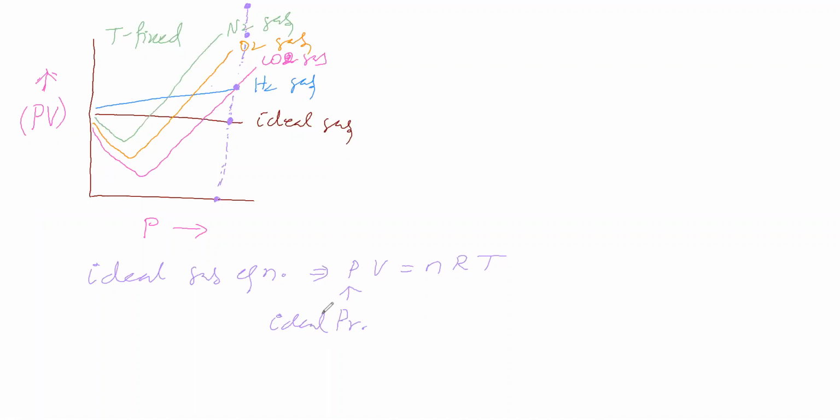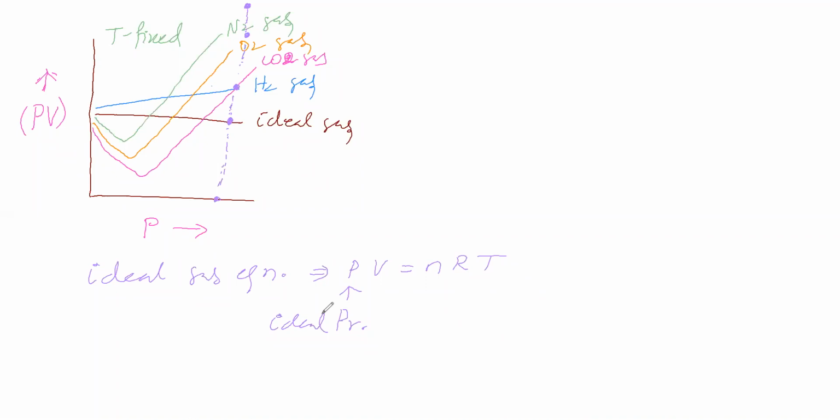When there is no attraction or repulsion among the gas molecules, the pressure it exerts is called ideal pressure. So ideal pressure means you are taking an ideal gas. Among the ideal gas molecules there is no attraction or repulsion. The pressure the ideal gas exerts is called the ideal pressure.